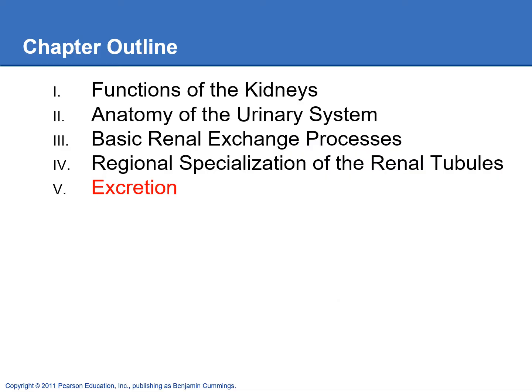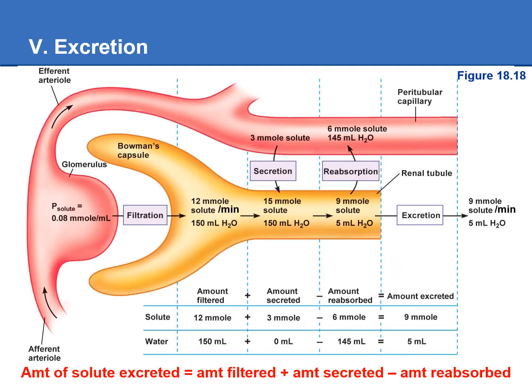We're going to cover excretion in this lecture. The amount of solute that is excreted in the urine is equal to the amount that is filtered at the glomerulus plus the amount that is secreted, which remember that's when the solute is moved from the blood into the renal tubule, minus the amount that's reabsorbed. So remember that's when the solute is moved from the filtrate in the renal tubule back into the blood.